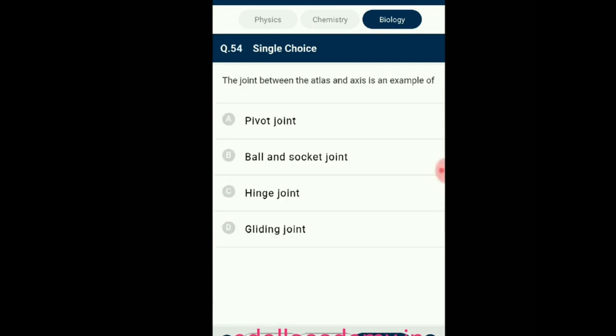Question number 54. The joint between the atlas and axis is an example of the joint between atlas, the first cervical vertebra, and axis, the second cervical vertebra, as a synovial joint. It is a type of pivot joint. The odontoid process of axis acts as a pivot on which atlas can rotate. This type of joint allows considerable amount of movement. A fluid-filled synovial cavity is present between the articulating surfaces of 2 bones. So the answer for this question is option A, pivot joint.